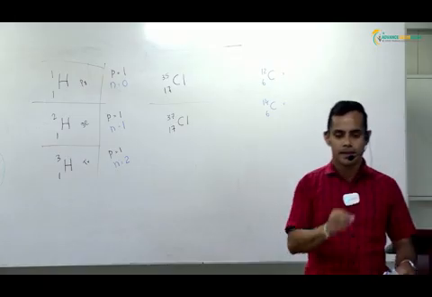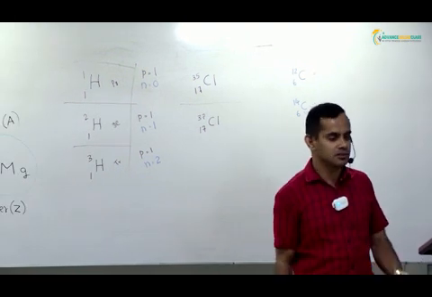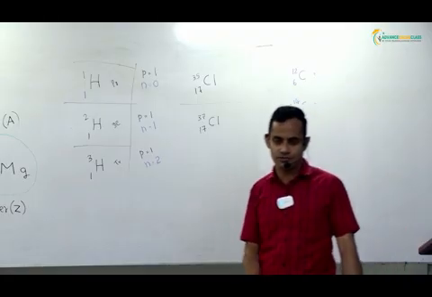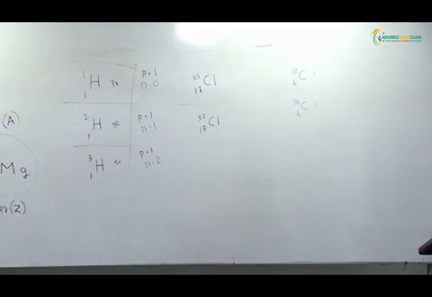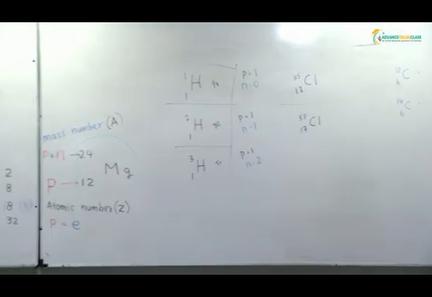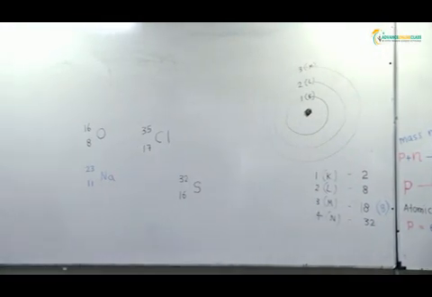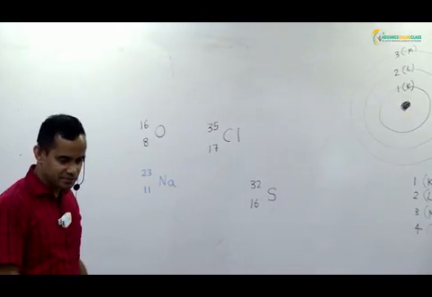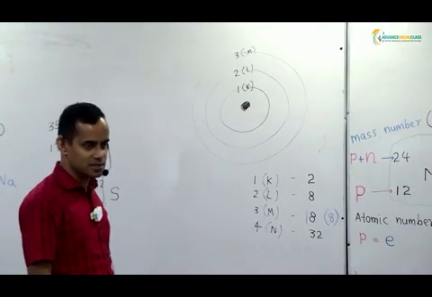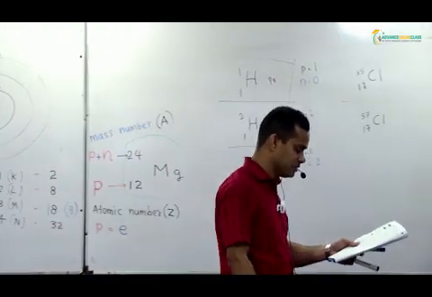So we can write: presence of different numbers of neutrons. Presence of different numbers of neutrons.